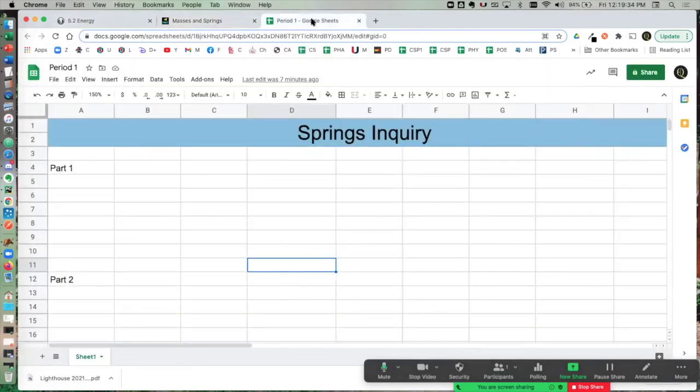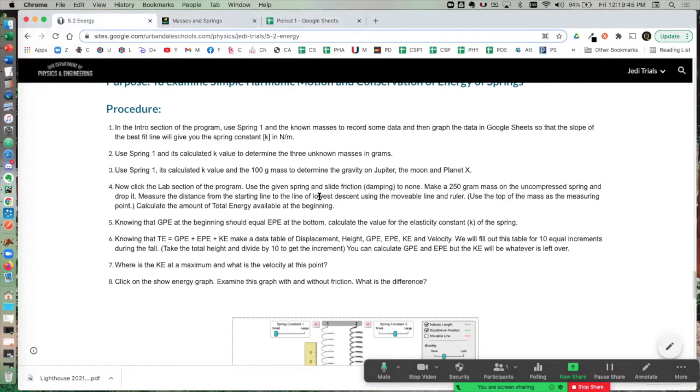So I'm going to open up a Google Sheet. Everybody can see that? I have it blown up enough for you. Okay, and we're going to look at part 1. Part 1 says, in the intro section of the program, which we just went into, use spring 1 and the known masses to record some data and then graph the data in Google Sheets so that the slope of the best fit line will give you the spring constant K in newtons per meter.